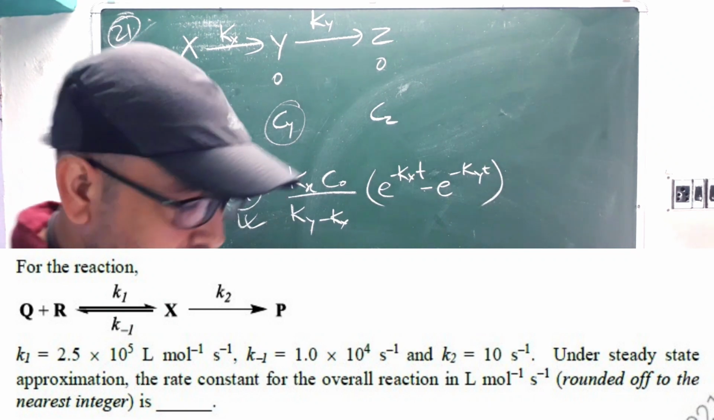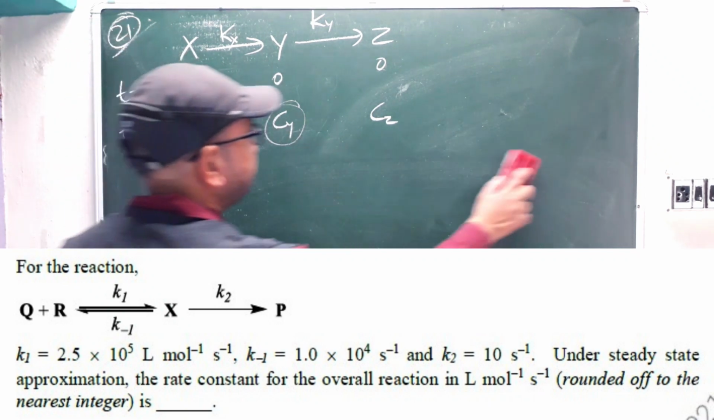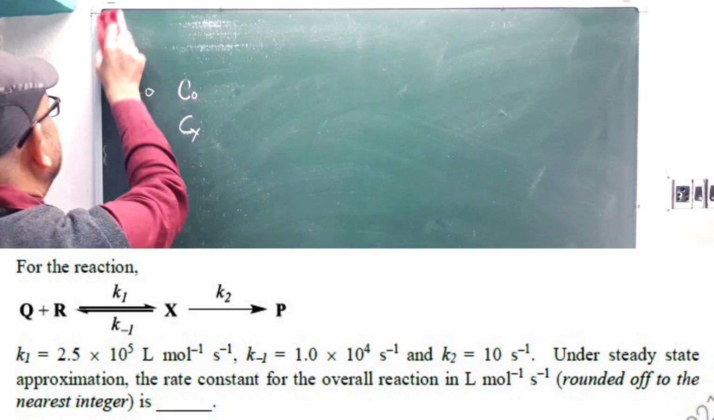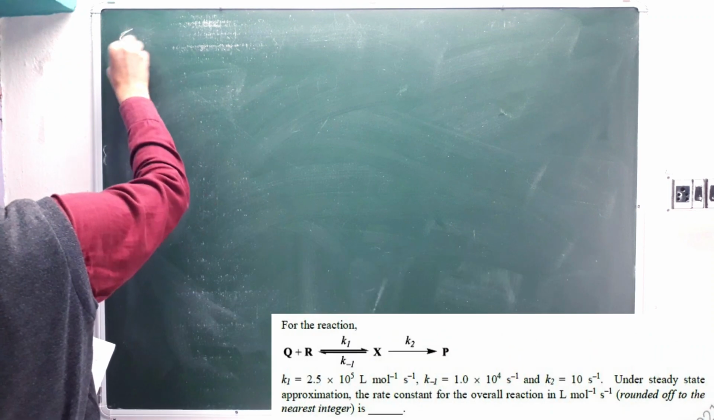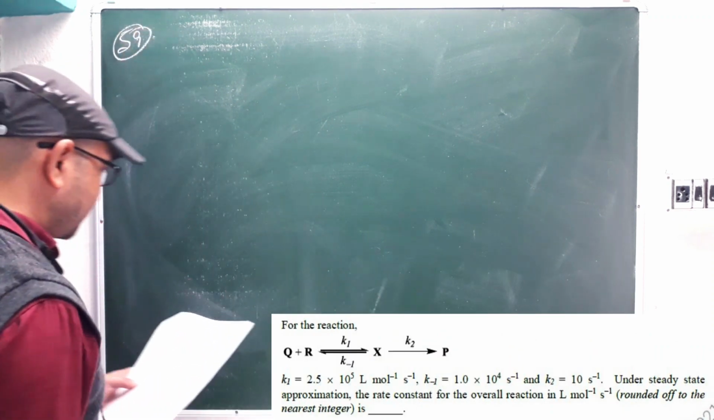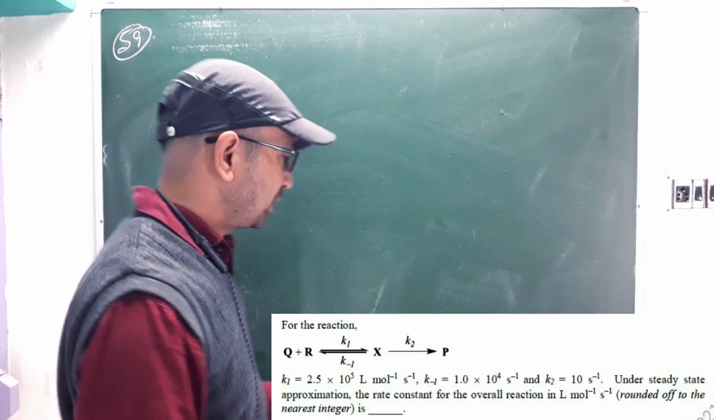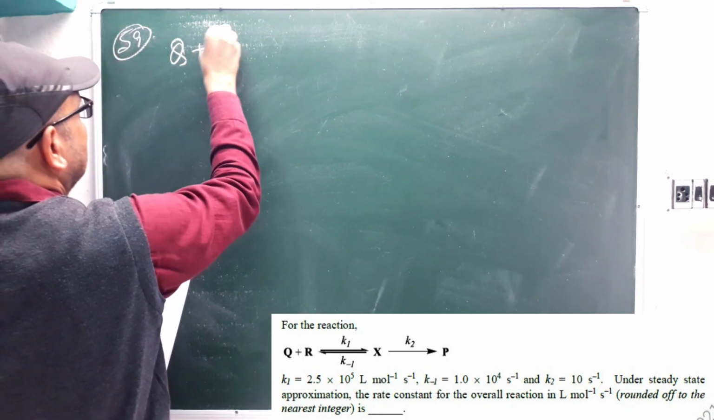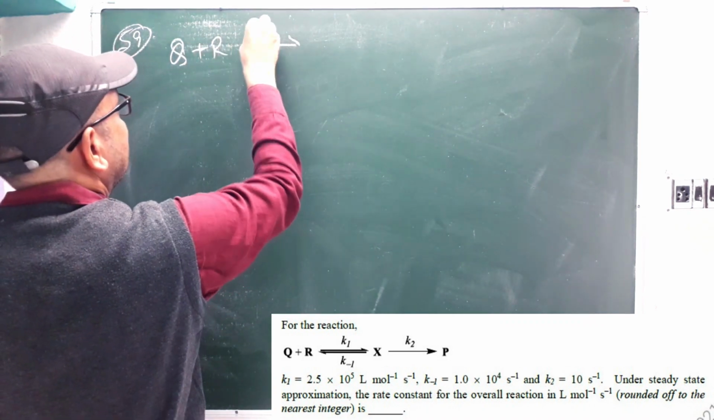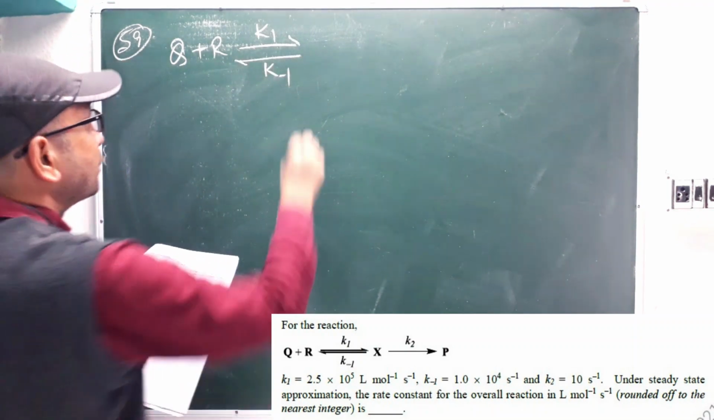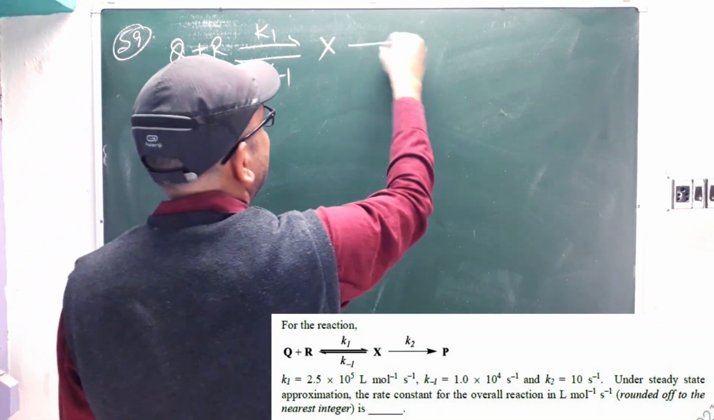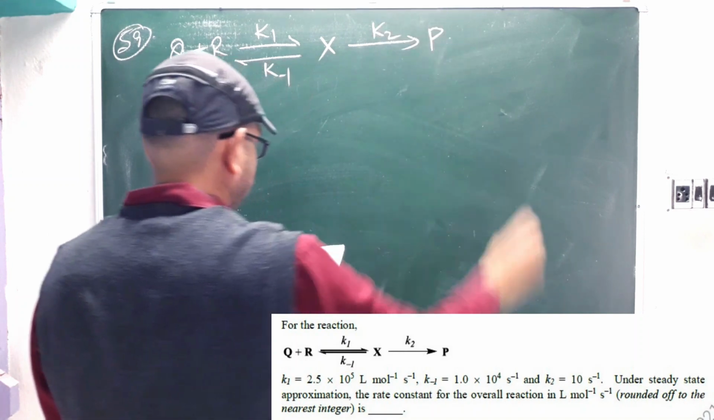Okay, let's see what is question number 59, with the same year, 2021. Question number 59. What is that? For a reaction Q plus R, K1 and then K inverse, this is the equilibrium, and then X they are forming, then K2 and the product P they are getting.